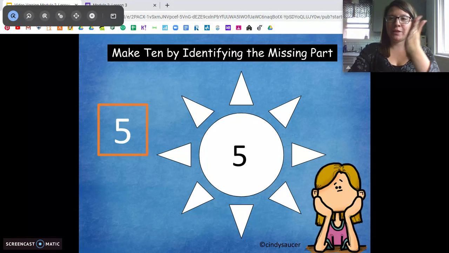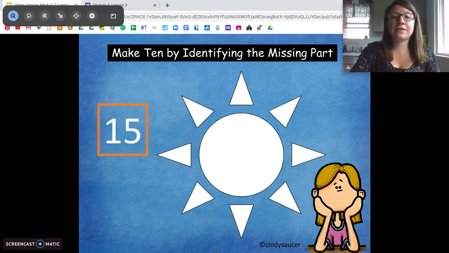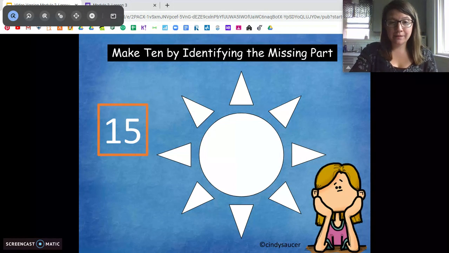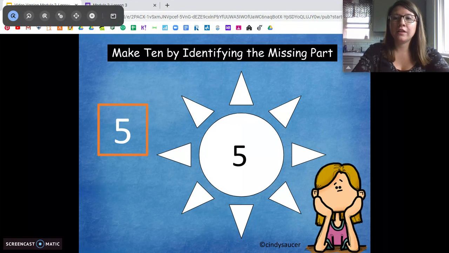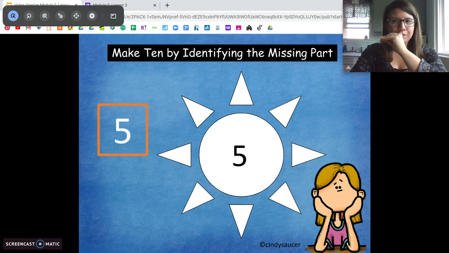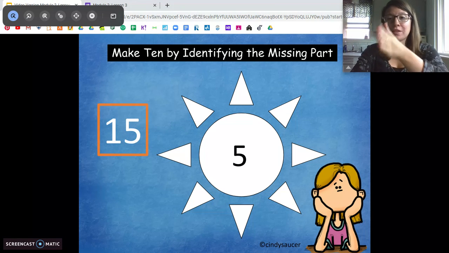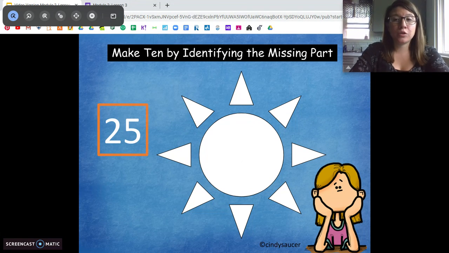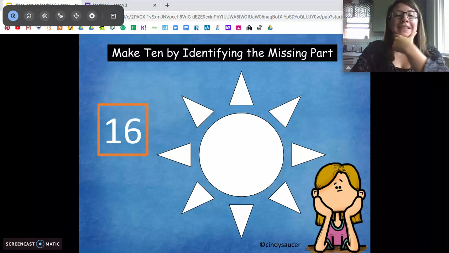5, good job. 5 plus 5 is 10. Again, use the patterns that we know. 15, how many more do we need to get to 10? 5, good job. Same thing here. We're still using those ones of those 5 ones, adding 5 more to get to the next 10. 15 plus 5 gets us to 20. 25, how many more do we need to get to the next 10? 5, good job. 25 plus 5 gets us to 30.